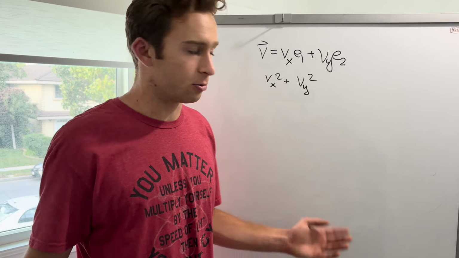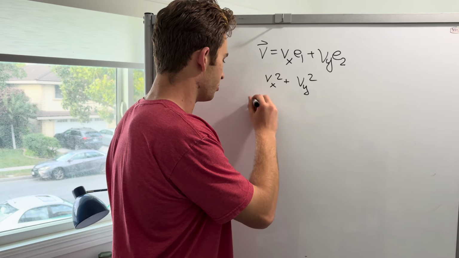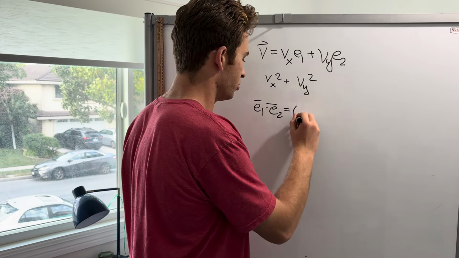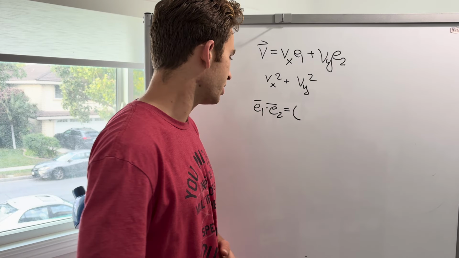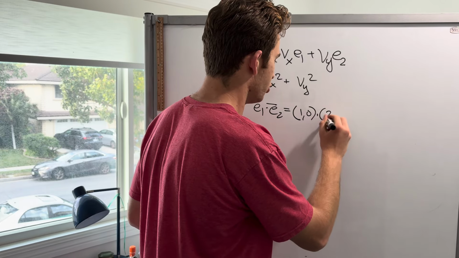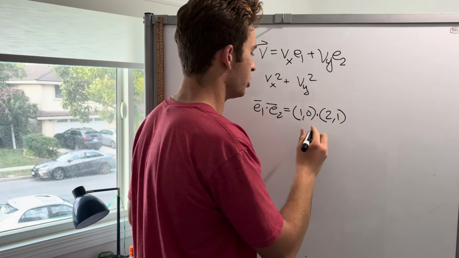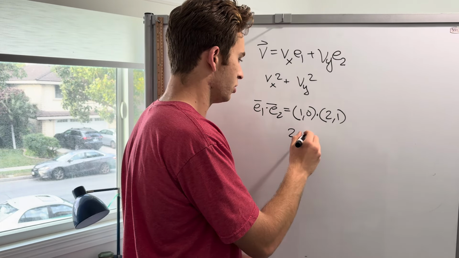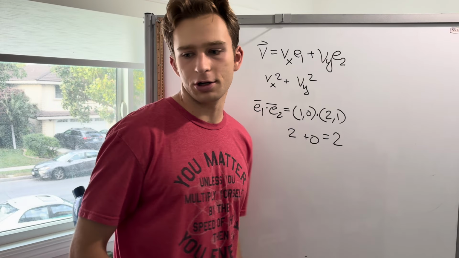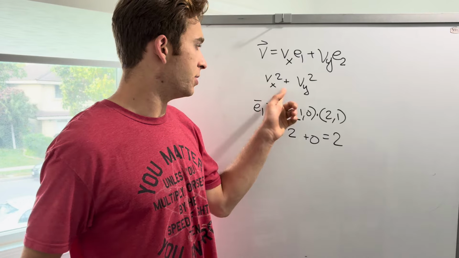Obviously, it didn't work with the other case because we had e1 bar dot e2 bar equal to, I can't remember what I made it, it was 1, 0 dotted with 2, 1. And obviously you have 1 times 2, which is 2, plus 0 times 1 is 0, is 2. That's not equal to 0. So this definition doesn't work.